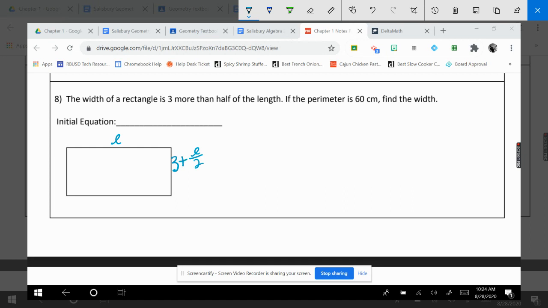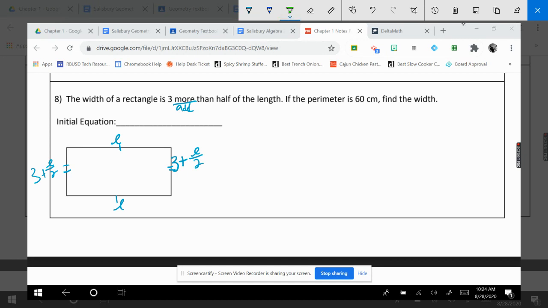Then half the length you can write like this. 3 more, more means addition. More means to add. Then half of the length, which is L divided by 2. So however you want to write that. We know in a rectangle you learned last year that opposite sides are congruent. That was chapter 7 in our class last year. That was in early February, before the distance learning. The perimeter is 60. So we learned in geometry that for perimeters, you add up all 4 sides. You actually should have known that from before. Find the width.